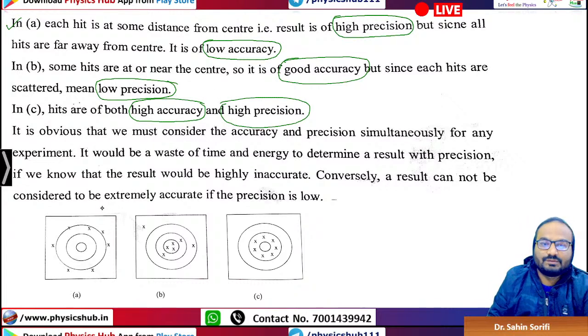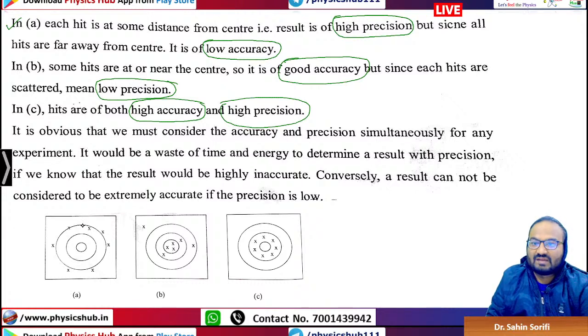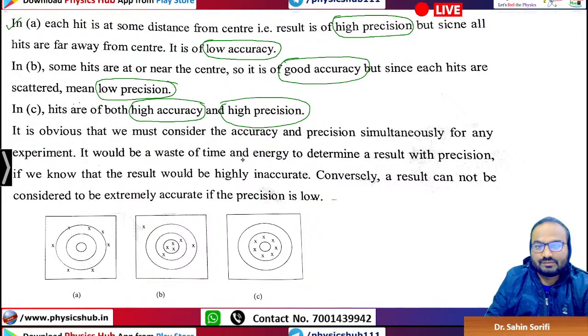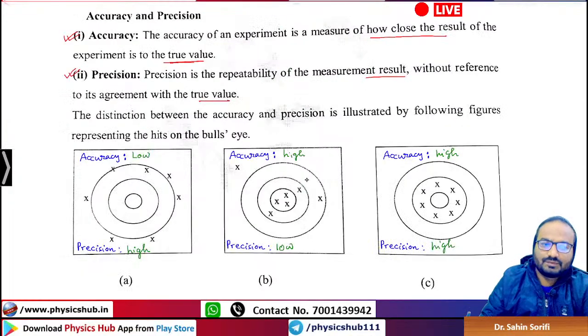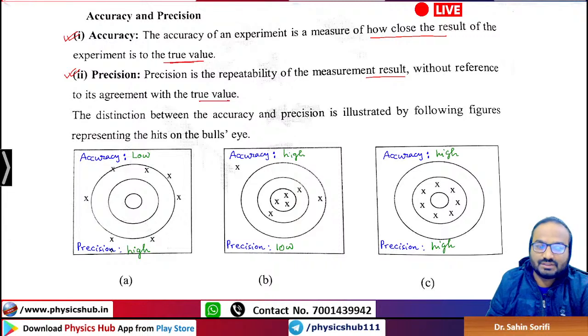It is obvious that we must consider the accuracy and precision simultaneously for any experiment. It would be a waste of time and energy to determine a result with precision if you know that the result would be highly inaccurate. If the accuracy is low, what is the point of having a high precision?